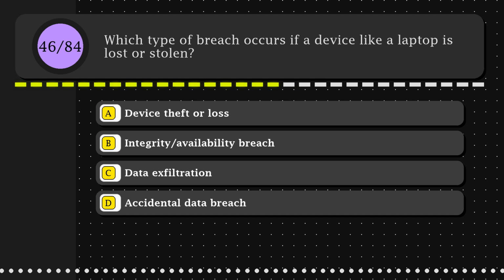Option A, device theft or loss. Option B, integrity/availability breach. Option C, data exfiltration. Option D, accidental data breach.